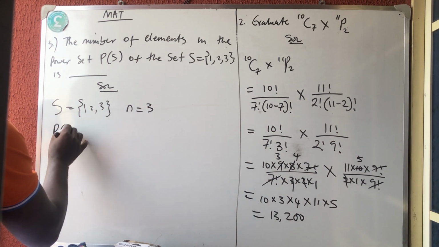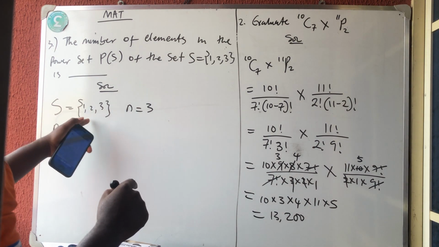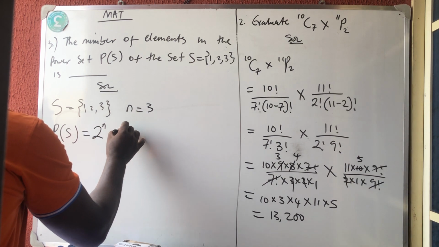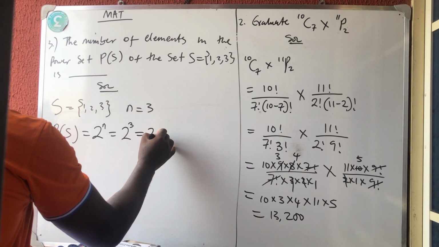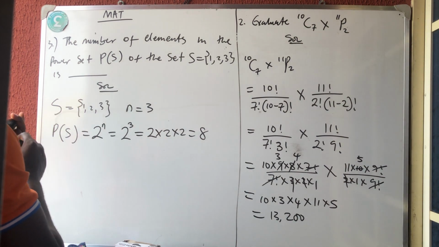Then power set of S means the set of all the subsets of set S, but it has a formula which is 2 raised to power n, which is what? 2 raised to power 3, which is 2 times 2 times 2, which is 8. Okay, so question number 4.